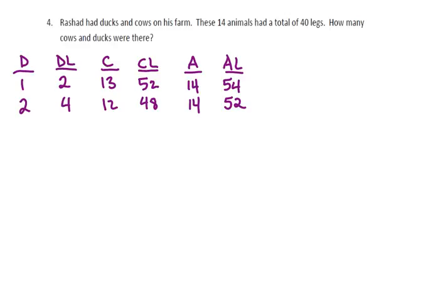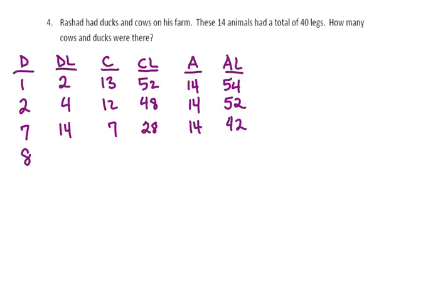If we increase the number of ducks by 5, we now have 7 ducks, and decrease the number of cows by 5, so we have 7 ducks and 7 cows. Again, for a total of 14. There will be 14 duck legs. 4 times 7 is 28 cow legs, for a total of 42 animal legs. And now we can just change it by 1.